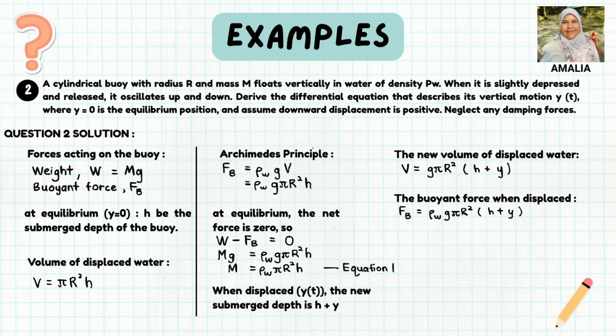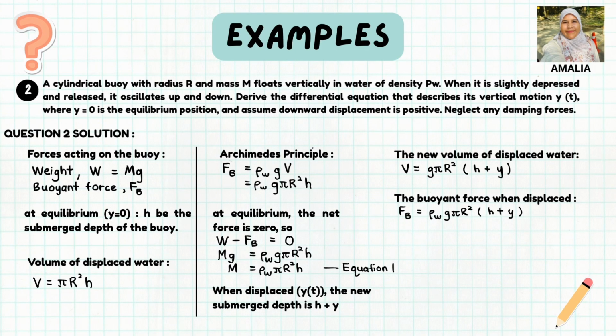Next is example 2. A cylindrical buoy with radius r and mass m floats vertically in water of density ρw. When it is slightly depressed and released, it oscillates up and down. Derive the differential equation that describes its vertical motion y(t), where y equals 0 is the equilibrium position, and assume downward displacement is positive. Neglect any damping forces. So the solution for this question is, first, we need to find the forces acting on the buoy, which are the weight and also the buoyant force. So at equilibrium, y equals 0, we let h be the submerged depth of the buoy.